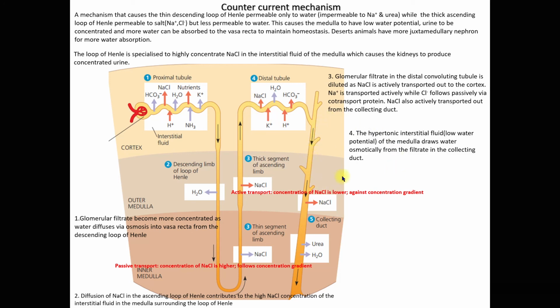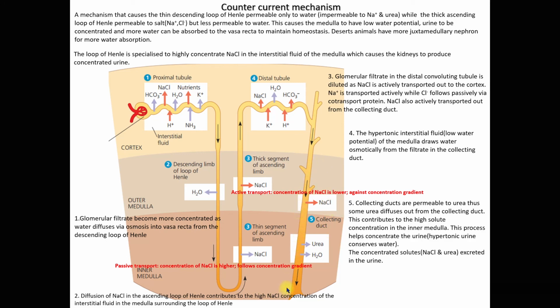Now, the hypertonic interstitial fluid. Remember, all these sodium ions and chloride ions are transported into the medulla. So what happened to the interstitial fluid in the medulla? It becomes hypertonic. You need to say this interstitial fluid has high sodium content but low water potential. So this will draw water osmotically from the filtrate in the collecting duct. Meaning, in the collecting duct, more water from the filtrate will be diffused by osmosis into the medulla. This is possible because of the hypertonic interstitial fluid here.